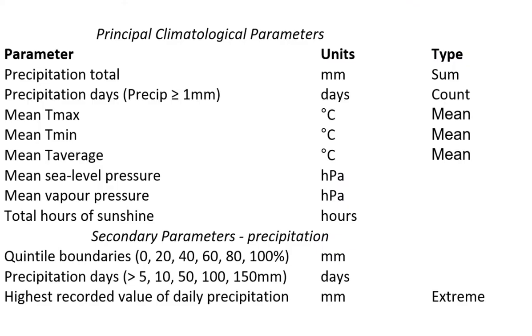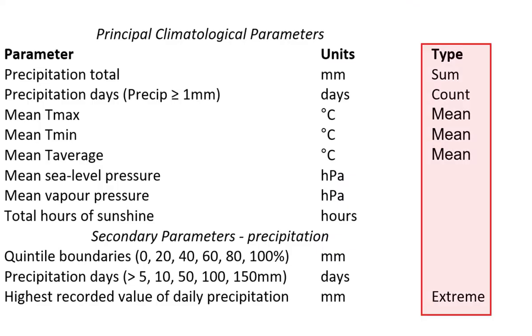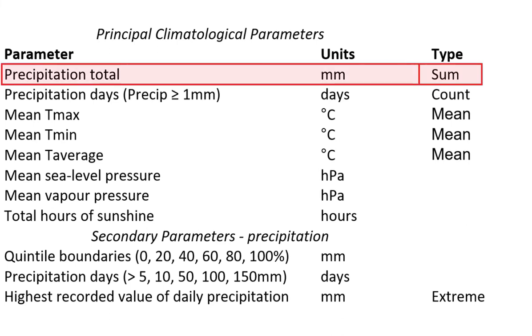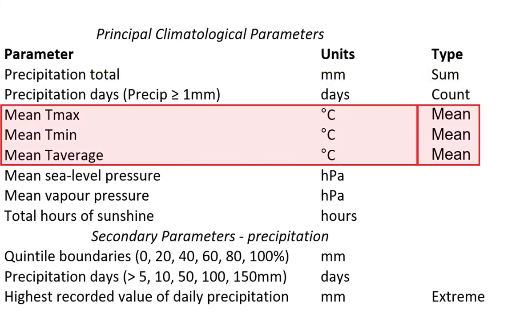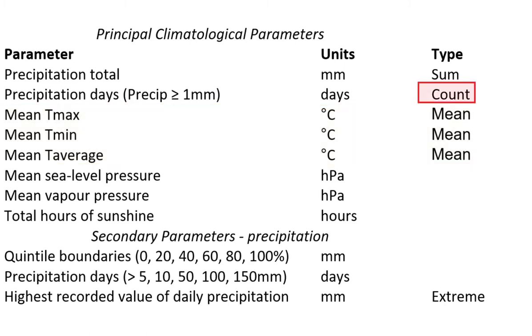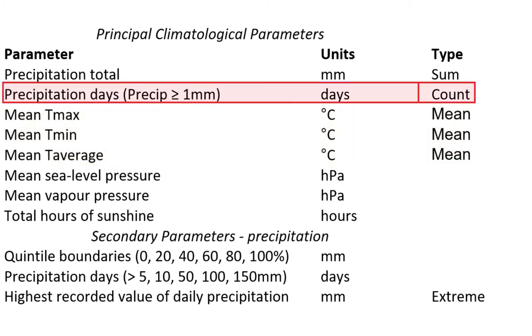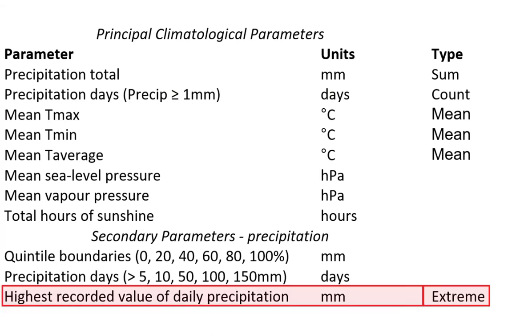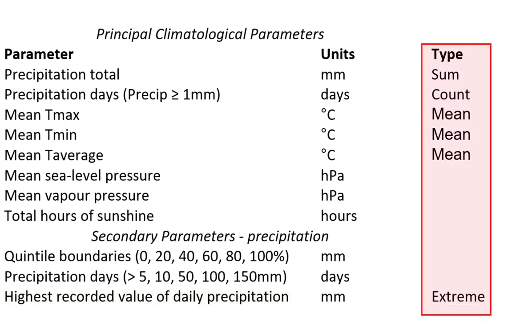The WMO guide distinguishes between four main types of summary depending on the first stage of calculations, going from the daily to the monthly data. They can be a sum, like the total monthly rainfall, a mean for temperature, a count, like the number of rain days, or an extreme, like the maximum daily rainfall. This type dictates how to cope with missing values.